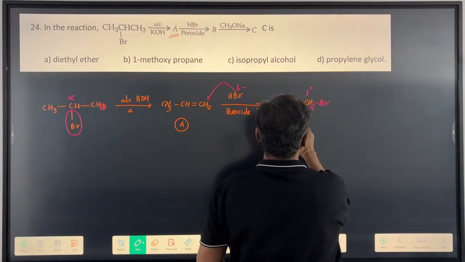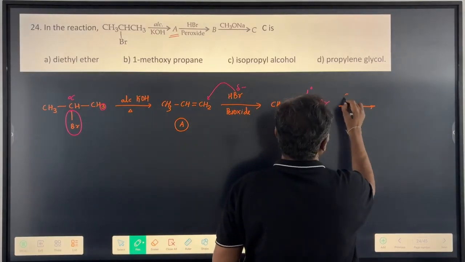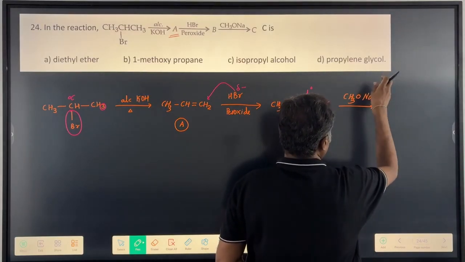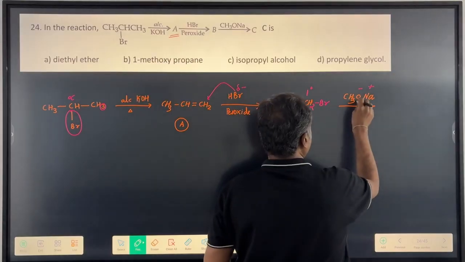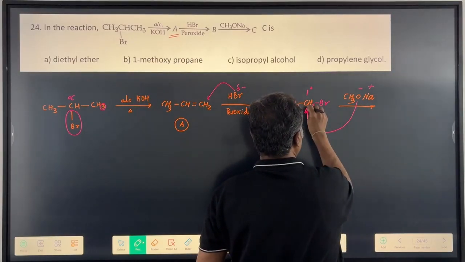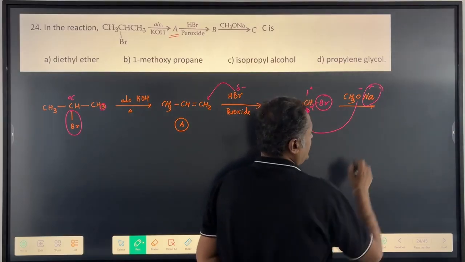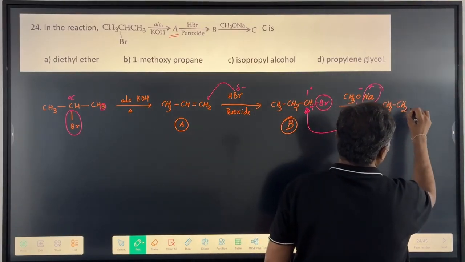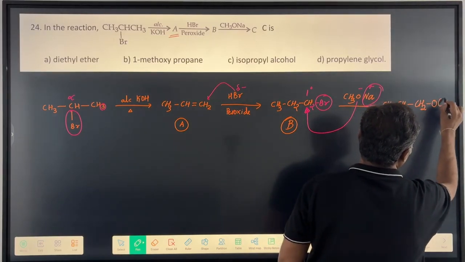Now, last step, this is compound B. Now, last one is treat this with sodium methoxide. So, we know that it's a plus part, it's a minus part. So, what will happen? Obviously, this nucleophile will attack this carbon and the leaving group will go out as NaBr. So, the correct answer is CH3, CH2, CH2 and you will have got OCH3.